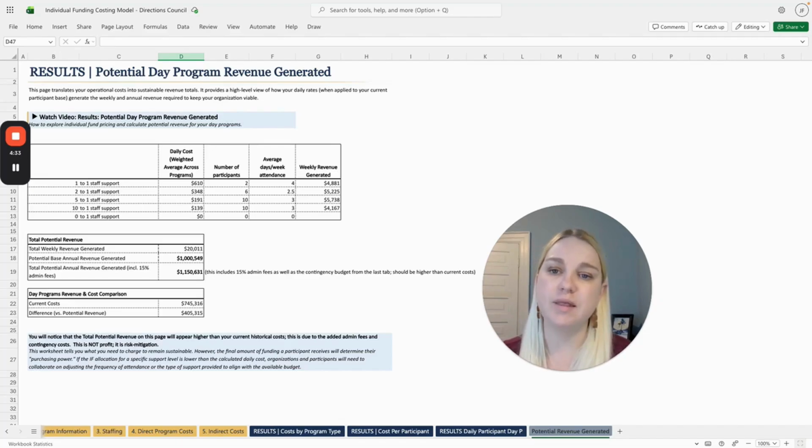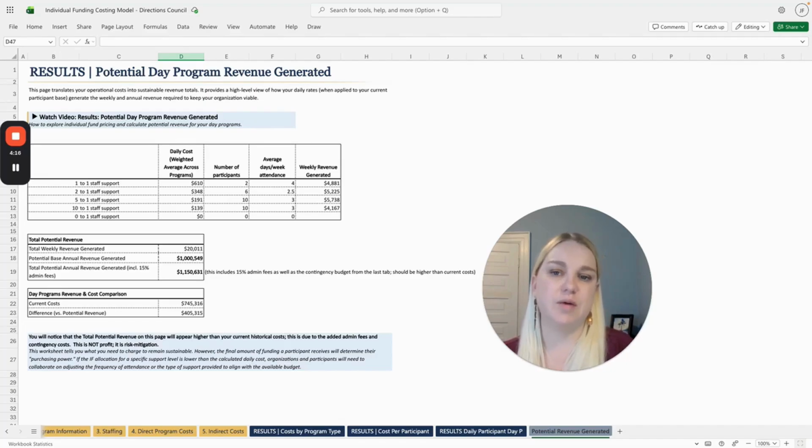When we multiply this weekly total by your number of active weeks, in this case 50, we're going to get your annual projected revenue. You'll notice that the total project revenue on this page may appear significantly higher than your current historical costs. It's important to understand that this is intentional.